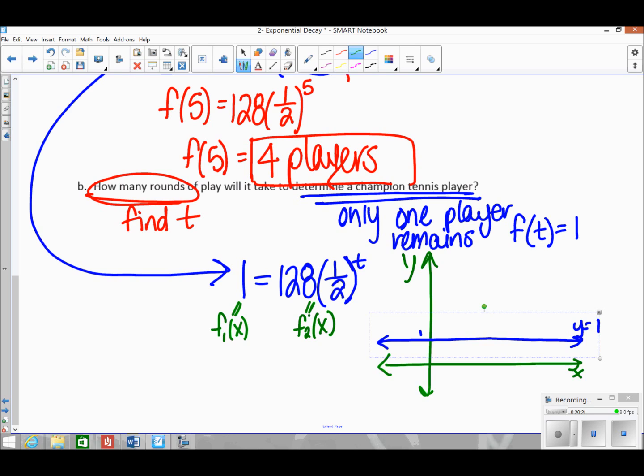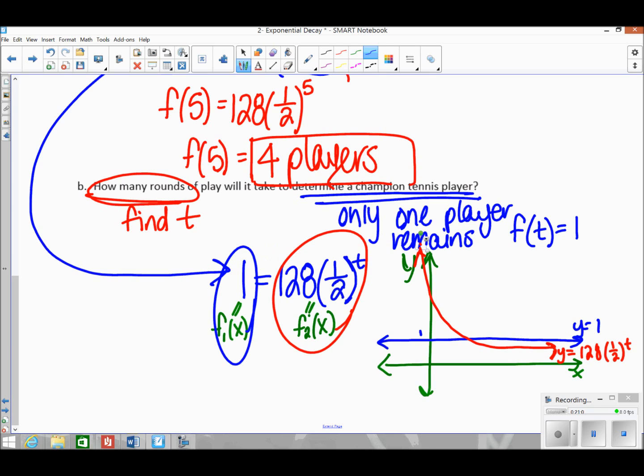So when you graph this, you should end up with a horizontal line. And then your second equation, you should see something like this. So this would be the second part. So this would be y equals 128 times 1/2 raised to the t. So this is the first part. First graph, second graph, you want to find, well, when are these things equal? So when they're equal is this point right here.